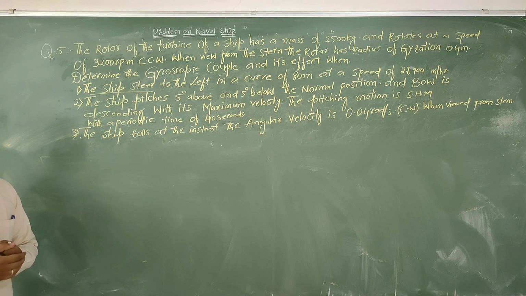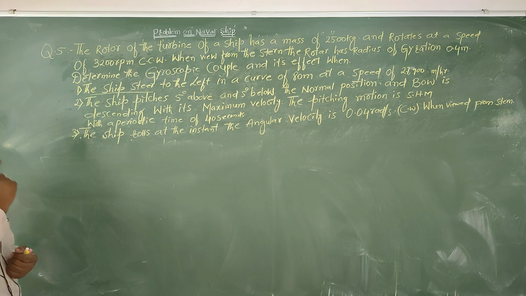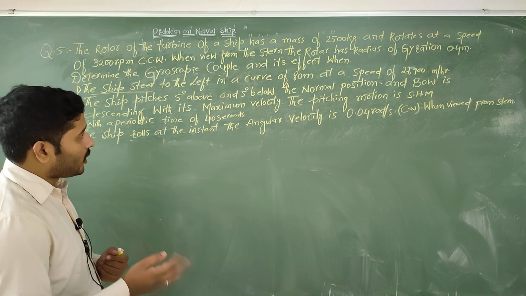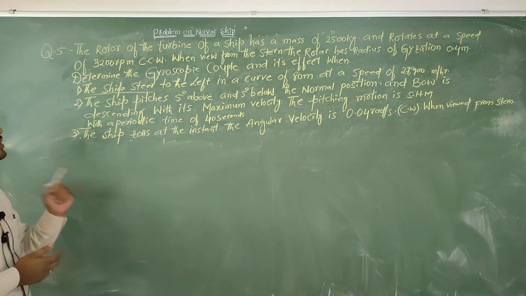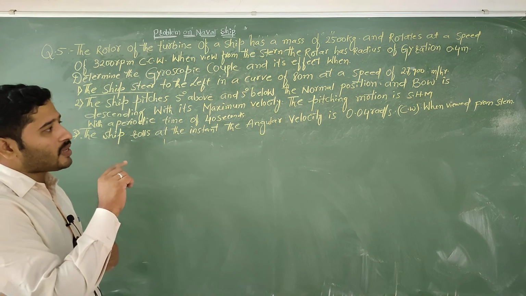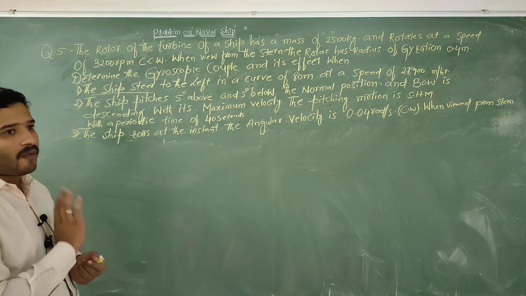First, we need to find the gyroscopic couple and its effect in each condition. The first condition: the ship is steered to the left in a curve of radius 80 meter, at a speed V of 27,900 meter per hour.